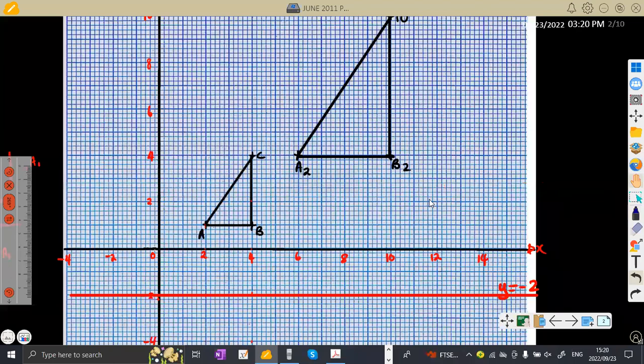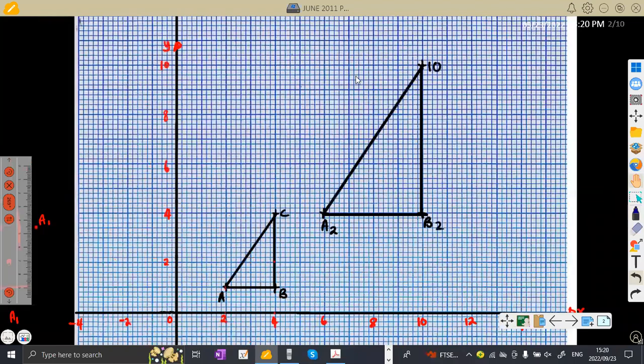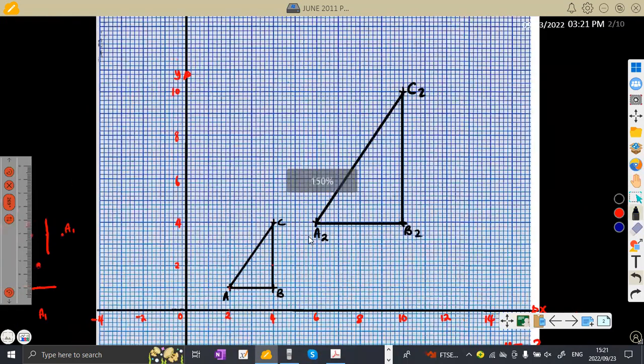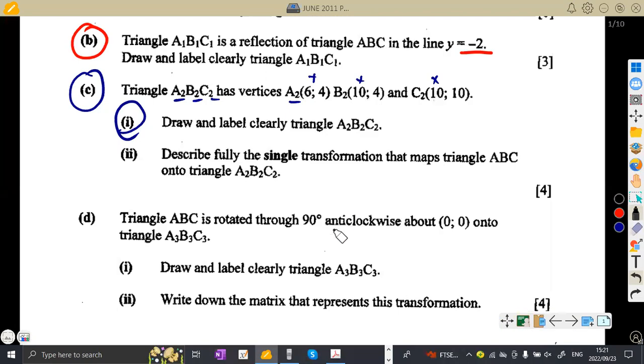As you can see, guys, it's a matter of marking the points that you're given, then you join. So this is A2, B2, C2. This is C2, guys, this one. All right, so we have drawn our triangle. Then what is the question? Let us get back to the question. The question is, from that, describe the single transformation that maps triangle ABC onto triangle A2, B2, C2.